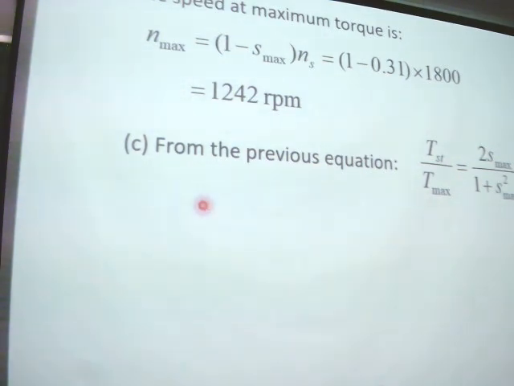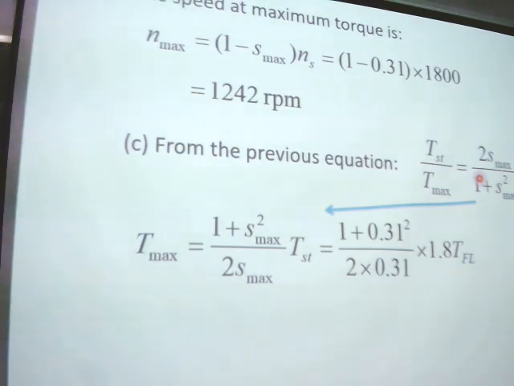And the last problem comes from the previous question: T start over T max. We use this equation, because we know the s max and we also know the T start, so it's easy to calculate.